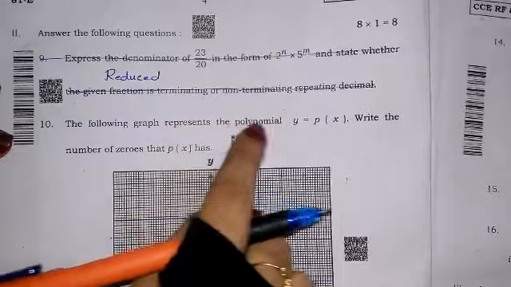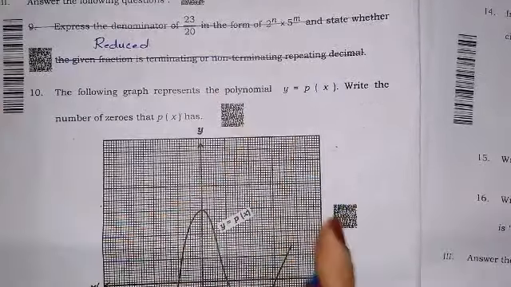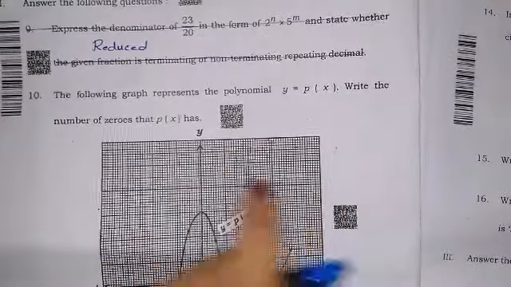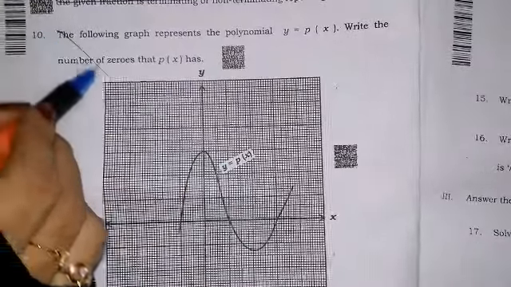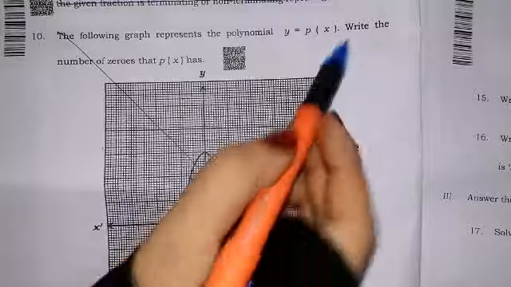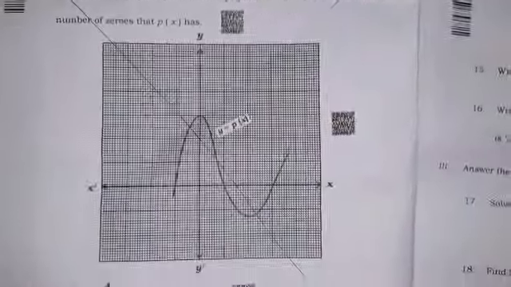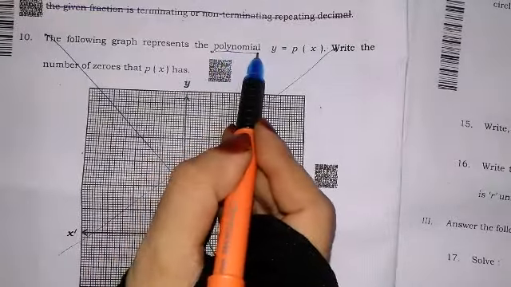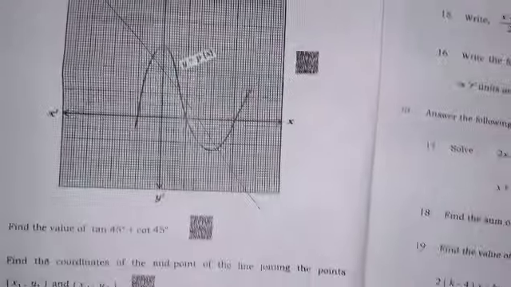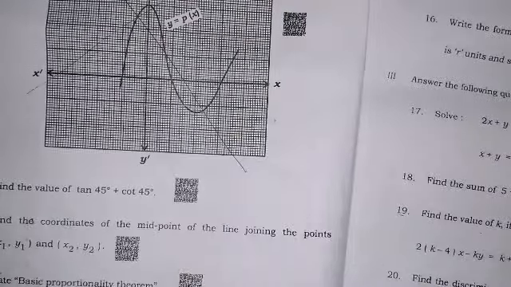The following graph represents the polynomial y equals to... This is also from polynomial. Find the number of zeros they have told. So this question also is reduced because it is from polynomial. Actually, finding the number of zeros comes under the polynomial. You can see here the word polynomial. So this is reduced. Let us see question 11.